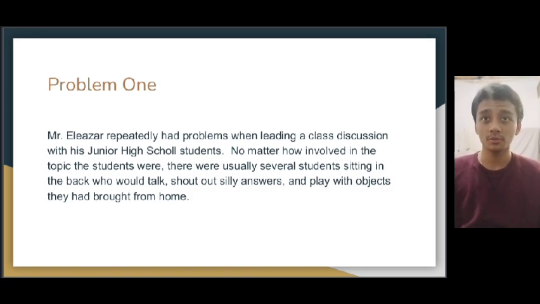The solution to this is that Mr. Eliza needs to improve his classroom management by establishing clear rules and routines. This involves setting expectations for student behavior during discussions, such as raising hands to speak and respecting others. And he should make sure his lesson is engaging, so all students are actively participating. He should also use positive reinforcement and encouragement.